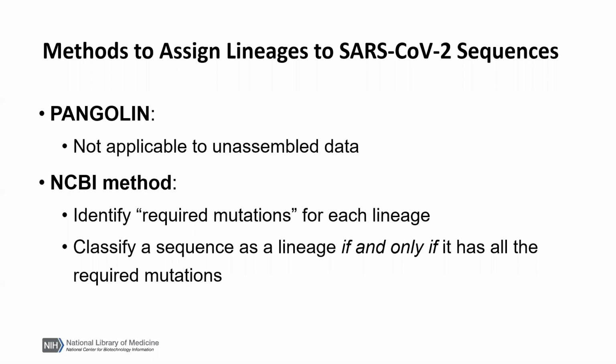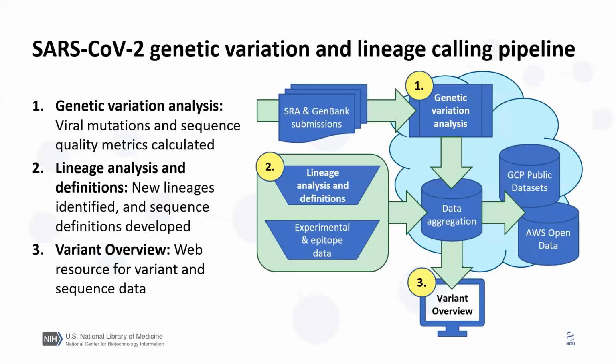So a team at NCBI developed a method for assigning Pango equivalent lineages through sets of defining mutations. So we have curators who identify the mutations that are required for each lineage, and then each mutation must be present in a particular sequence in order for it to get classified as that lineage. We've also done some studies, so we verified that the way that we are assigning the Pango classification has very, very high correlation with the way that sequences, like whole genome sequences, are assigned using the classic pangolin tools.